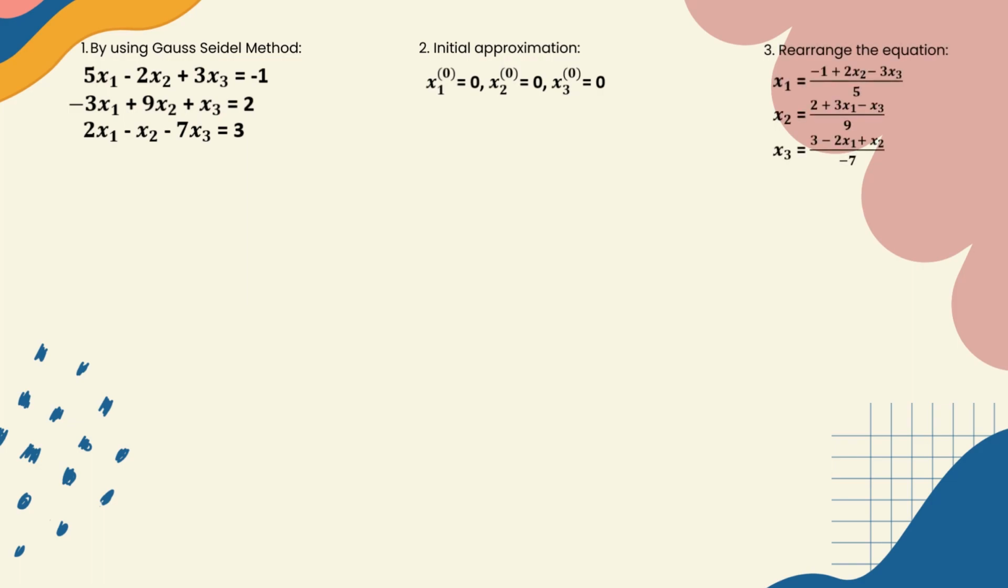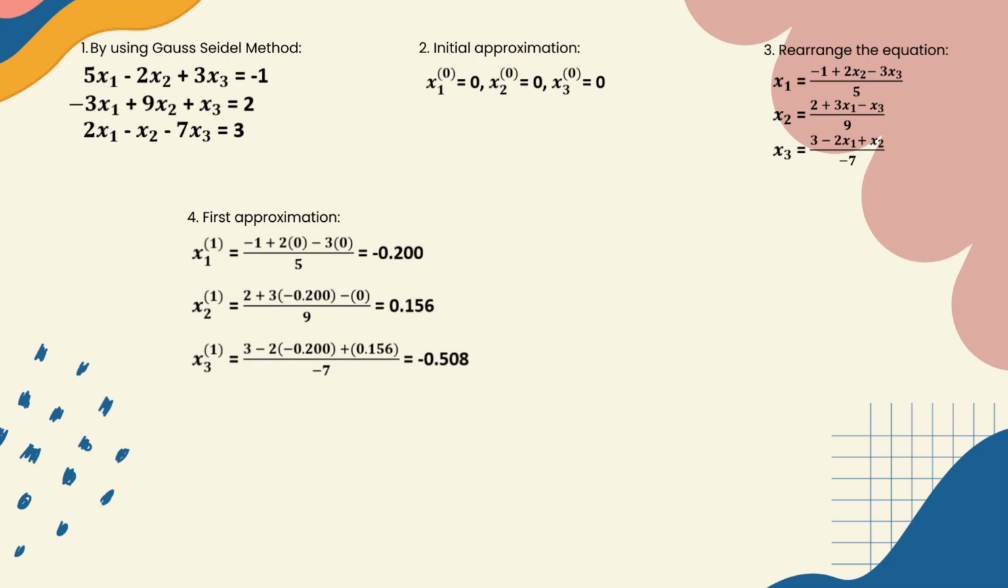Then, I rearrange the equations in terms of x1, x2, and x3. So, the new equations will be x1 equals (negative 1 plus 2x2 minus 3x3) divided by 5, x2 equals (2 plus 3x1 minus x3) divided by 9, and x3 equals (3 minus 2x1 plus x2) divided by negative 7. After that, we will start to calculate the first approximation for k equals 1 to find the values of x1, x2, and x3.